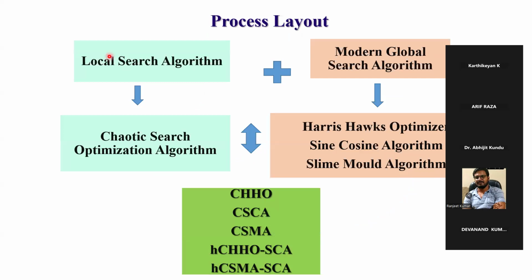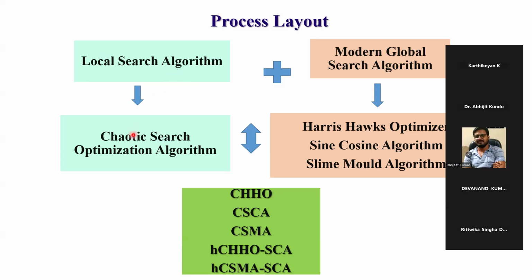The existing algorithms are chaotic search, which is a local search algorithm. In the literature review, you can also take this from Google. The Harris hawk optimizer, sine cosine algorithm and slime mold algorithm are basically global search algorithms. When we merge these two kinds, local search and global search, you can use any software like MATLAB or Python for merging this.